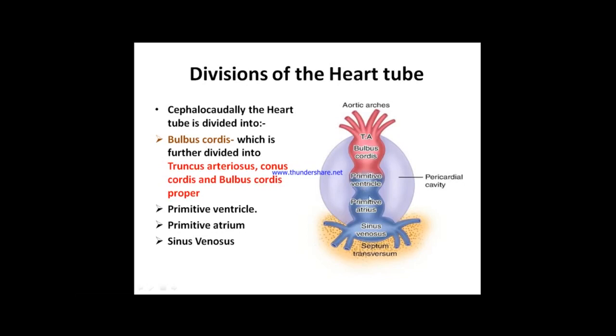Then from the primitive atrium, the two atria develop. Then we have the sinus venosus, which has two horns, the right and the left horns, in which the various embryonic veins enter.